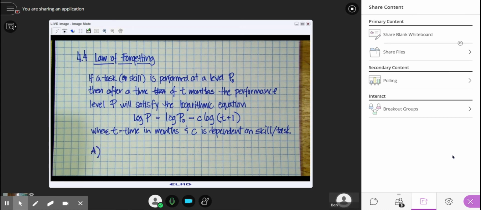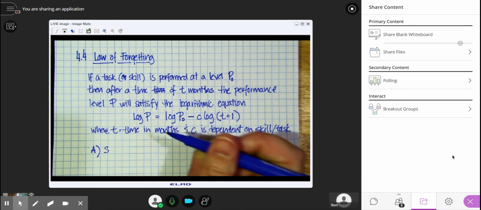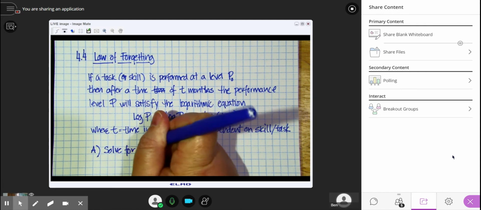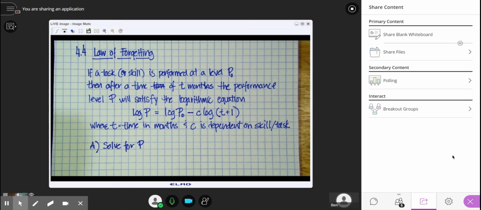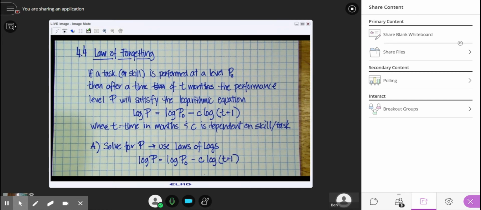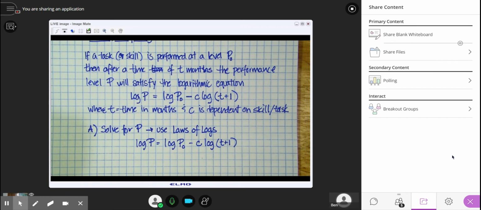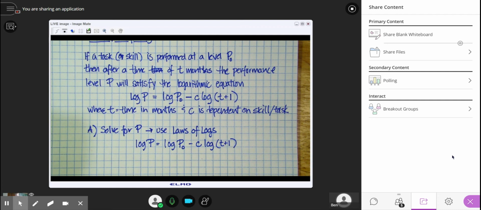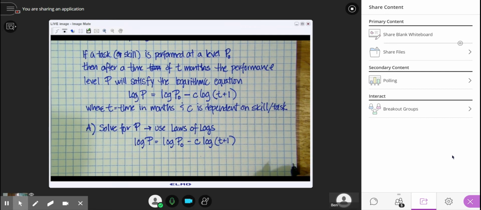All right, so there are two things we want to do here. The first thing we want to do is solve this for P. Now to do this, we will have to use the laws of logs, which is fine because we just worked on those, so that part should be okay. Do you remember the three laws? Because if you don't, that's kind of a problem moving forward.